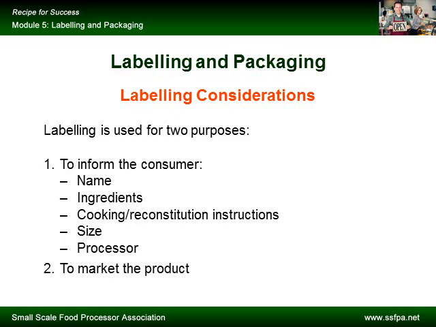Labeling is used for two purposes: to inform the consumer with your name, ingredients, instructions for cooking, what is the size of the product, and who produced it. The second purpose is to market the product.